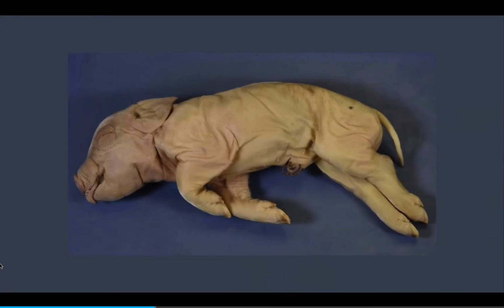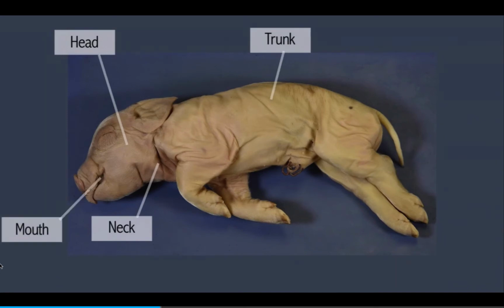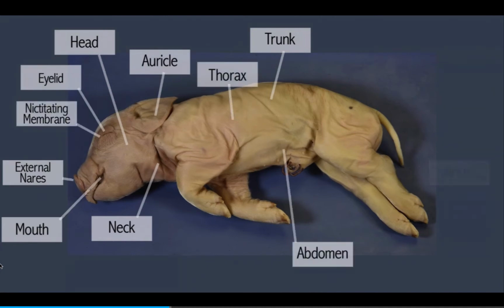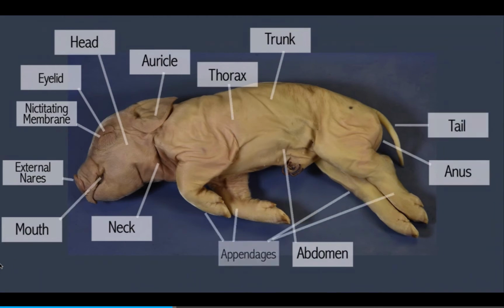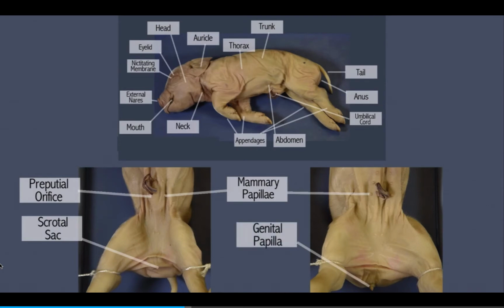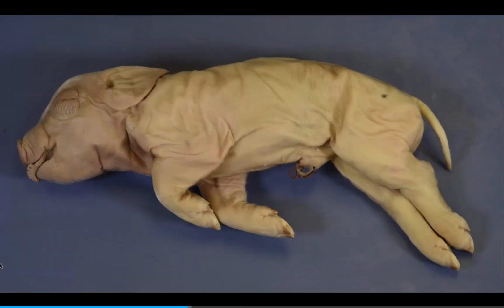To review, the surface anatomy structures are head, neck, trunk, mouth, external nares, auricle, eyelid, nictitating membrane, thorax, abdomen, anus, tail, appendages, umbilical cord, mammary papilla, and preputial orifice and scrotal sac in the male, and genital papilla in the female. Now let's review directional terms, which describe the relative locations of body parts. It's important to note that anatomical position for a four-legged animal is with all 4 limbs on the ground.